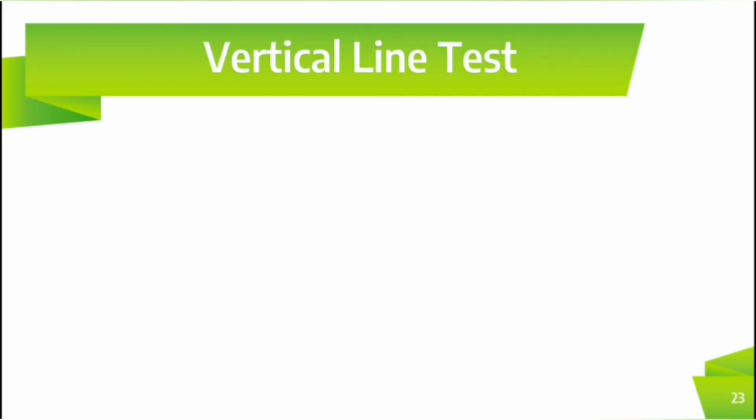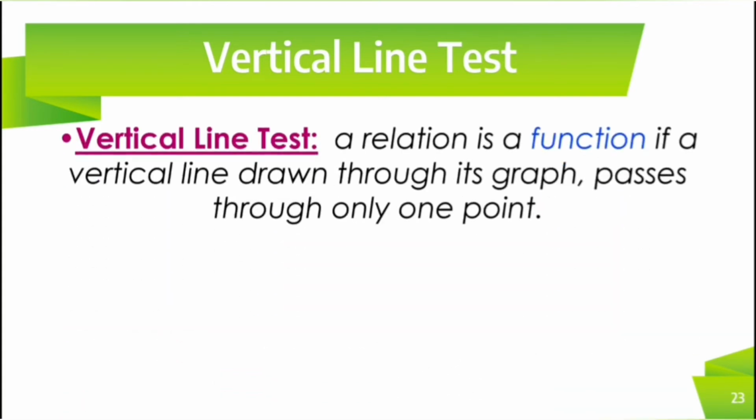Another way of determining a function is by using vertical line test. Yung vertical line test po, ito po yung ginagamit natin pag graph po. Pag tinitingnan natin yung graph. A vertical line test: a relation is a function if a vertical line drawn through its graph passes through only one point. Take note po, only one point.